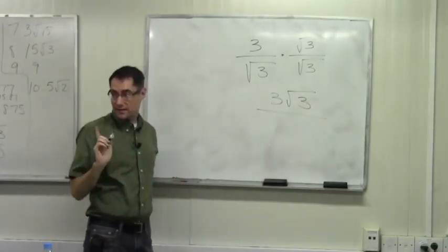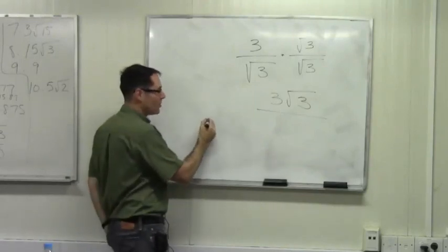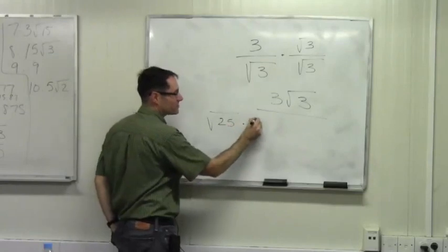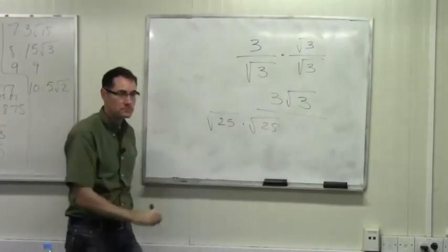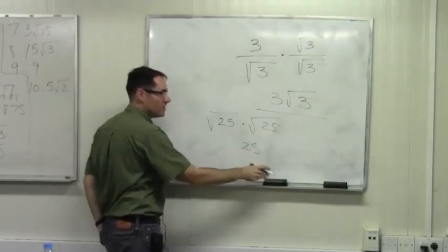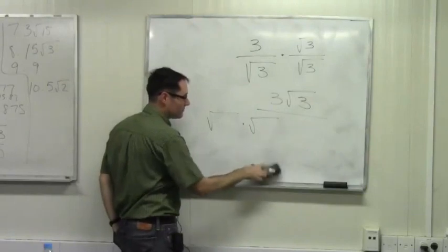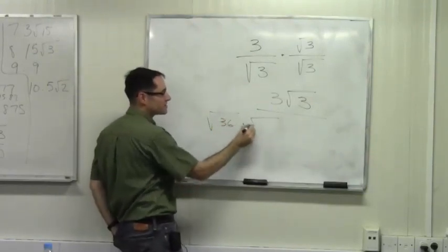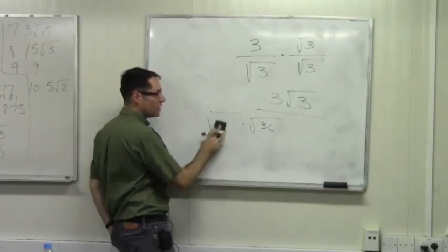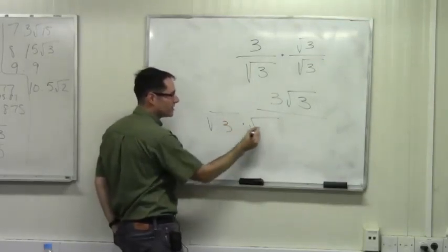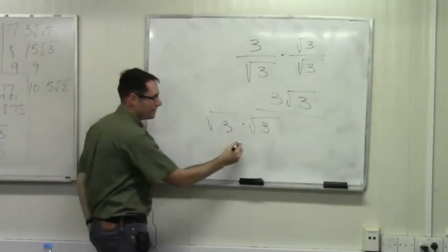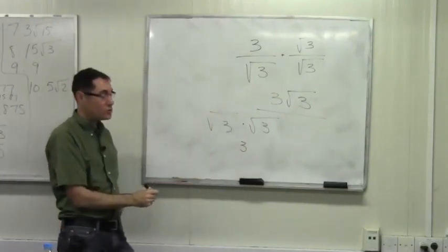And I didn't realize that this was a tricky concept, but it turns out it is. What is square root of 25 times the square root of 25? It equals 5 times 5, which is 25. What is the square root of 36 times the square root of 36? 36. What is the square root of 3 times the square root of 3? It's the same exact pattern. It's 3.